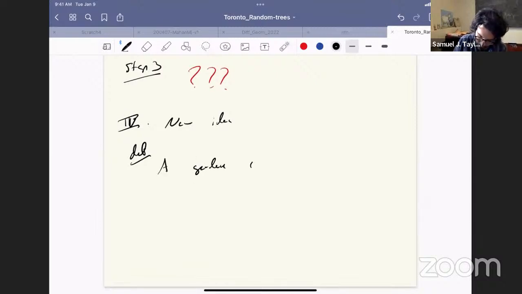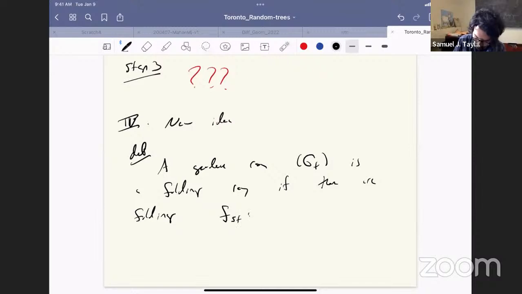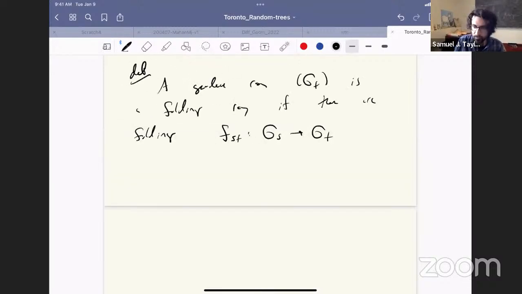a geodesic ray. I always write this as G sub T, like a one parameter family of graphs, is a folding ray. I want to give kind of an intuitive definition with a picture. So in this ray, the graphs come equipped with maps from one to the other. There are folding maps, and folding maps are exactly what you think they should be. So there's this map from the graph at time S to the graph at time T that is respecting the markings that come from the fact that this is a path in outer space, such that for T minus S small, all this map is doing is taking two edges that start at a vertex and folding them together.